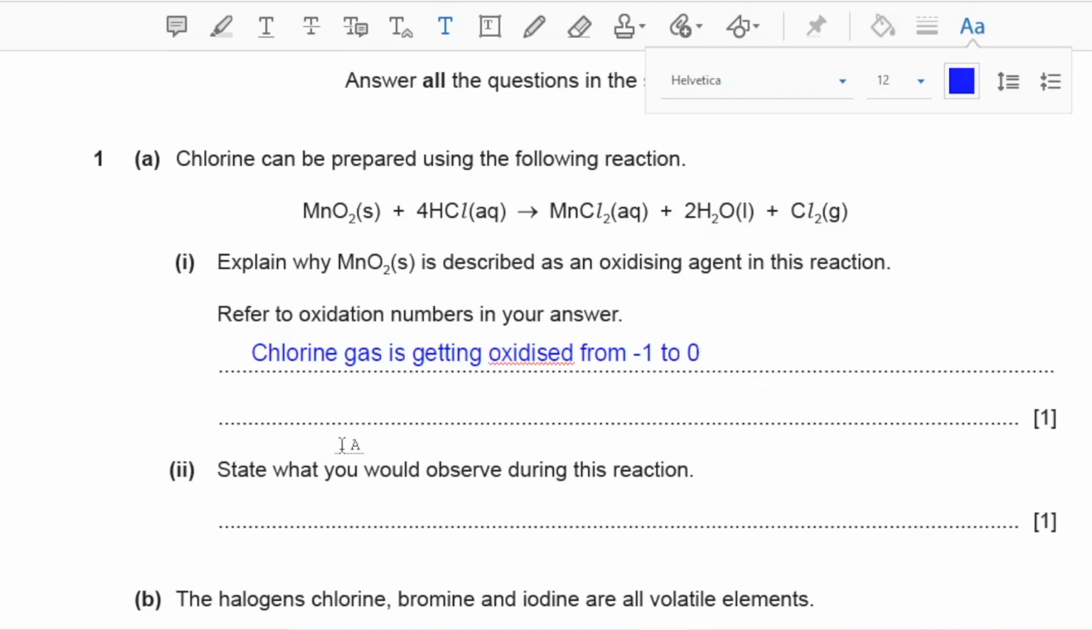Part 2, state what you would observe during this reaction. So chlorine gas is being given off, effervescent.